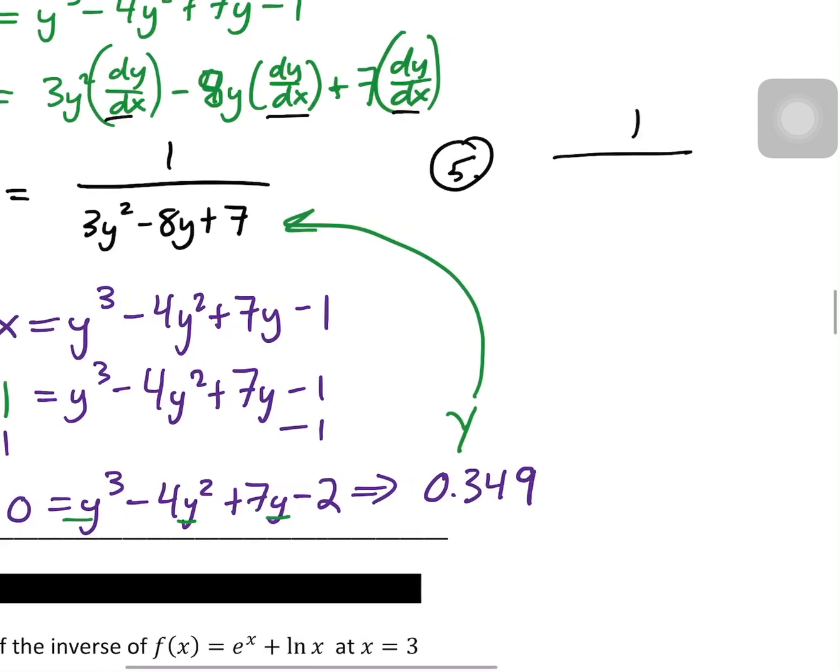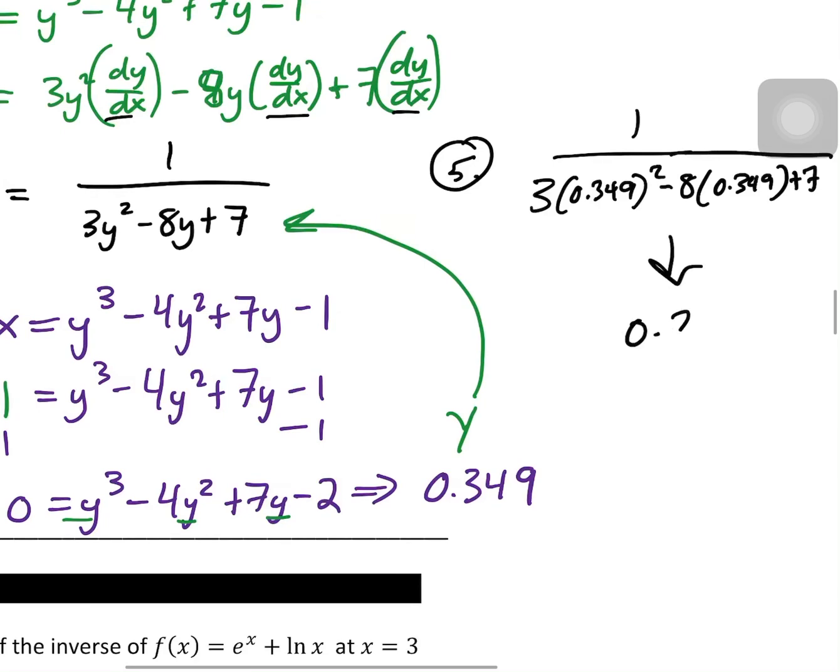I'm going to have 1 over 3 times 0.349 squared minus 8 times 0.349 plus 7. And using my calculator, that ends up being roughly 0.219 if I round. You could have 0.218 if you did not round.